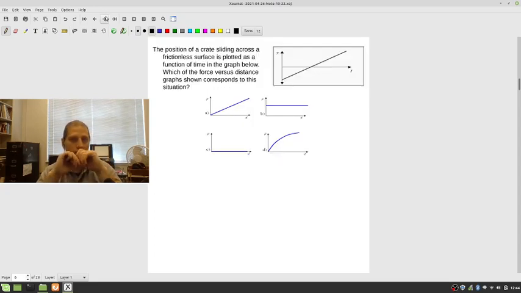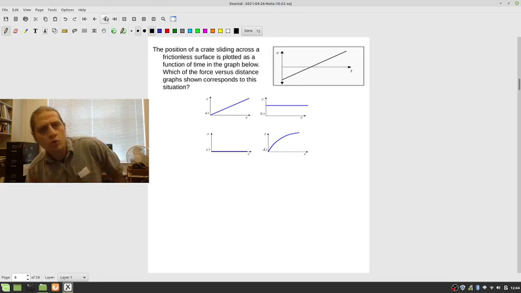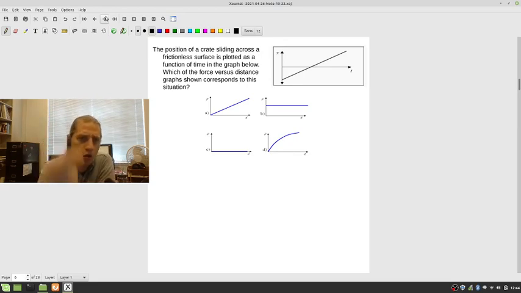So here's an example problem. It says, the position of a crate sliding across a frictionless surface is plotted as a function of time in the graph below. Which of the force versus distance graphs shown corresponds to this situation? All right, so what's happening in this picture? Well, I start out at x equals -5 or something, and I just keep going forward. So my x is getting more and more positive, and the slope is constant. So what that means is I'm going forward at a constant speed. Okay? So v is a constant.